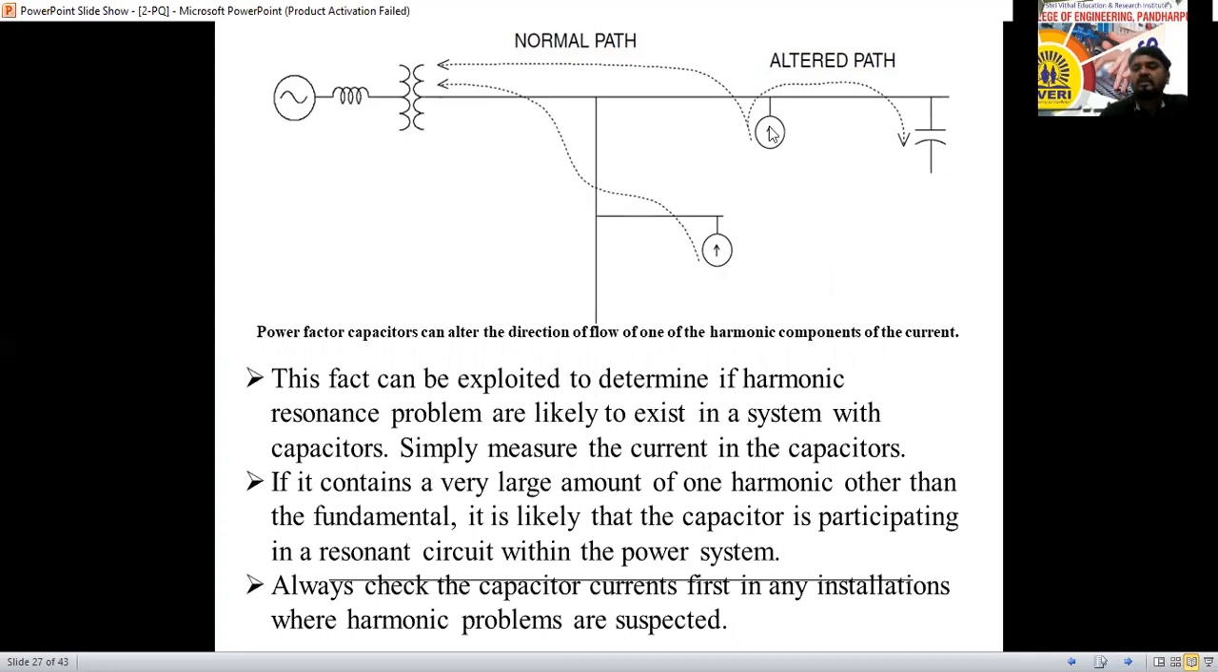So the path is altered. The normal path was this one. But when the capacitor is connected here, the path is altered and the capacitor is going to draw that harmonic current over there. So this is the location we can consider. The power factor capacitor can alter the direction of flow of one of the harmonic components. If I have connected a capacitor, that harmonic path is changed, and where we have connected it here, it is going to change over there.